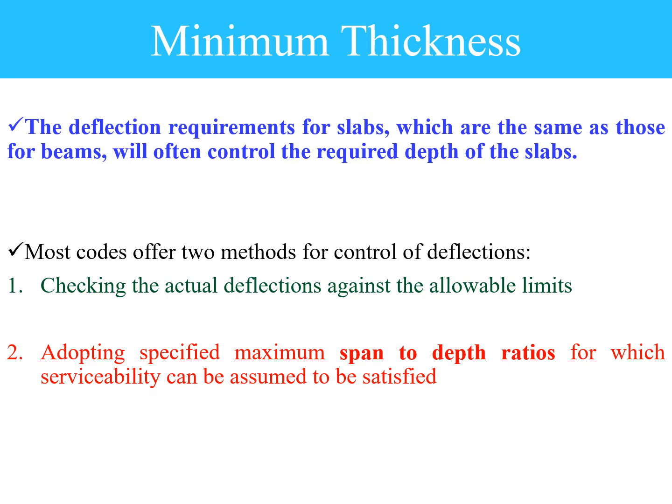Minimum thickness: the deflection requirements of slabs are the same as those for beams, which control the depth of my slabs. Most codes offer two methods of controlling deflections. One, check the actual deflection against allowable limits. Two, adopt a specific span to depth ratio for which the serviceability can be assumed to be satisfied.